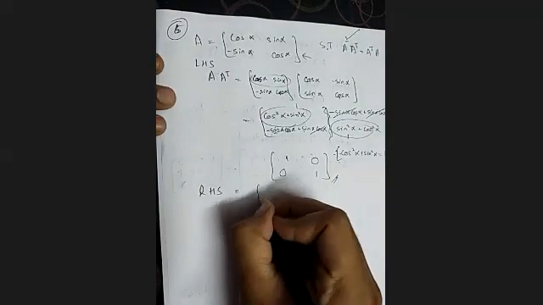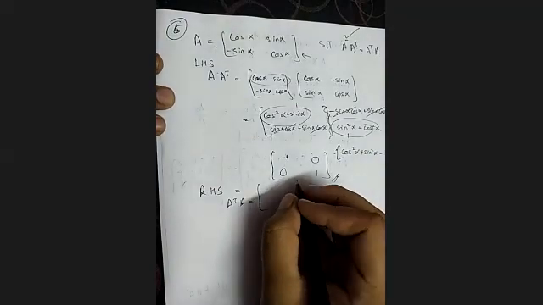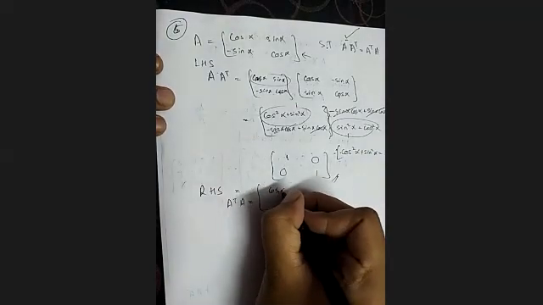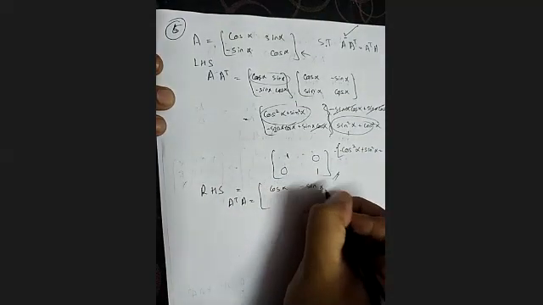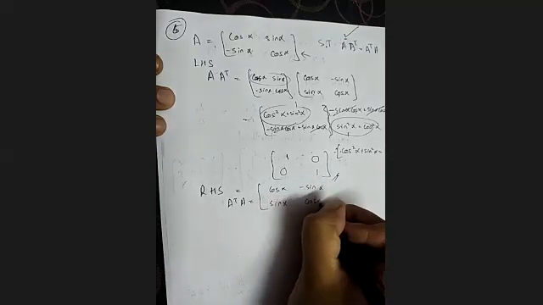Okay, that is A transpose into A. A transpose is cos alpha, minus sin alpha, sin alpha, cos alpha. A is cos alpha, sin alpha, minus sin alpha, cos alpha. Now you have to multiply rows with columns.